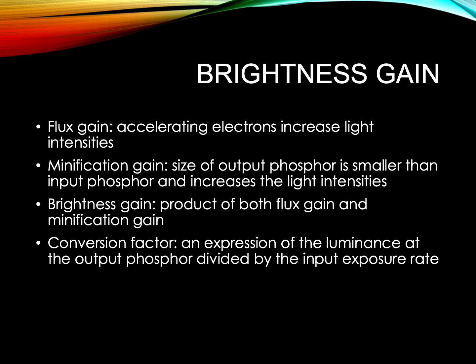Brightness gain. So a brighter image is a result of the high energy electrons striking the small output phosphor. Accelerating these electrons increases the light intensities at the output phosphor, and this is called the flux gain. The reduction in size of the output phosphor image as compared with the input phosphor image also increases the light intensities. This is called the minification gain. The brightness gain is the product of both flux gain and minification gain, and it results in a brighter image on the output phosphor.